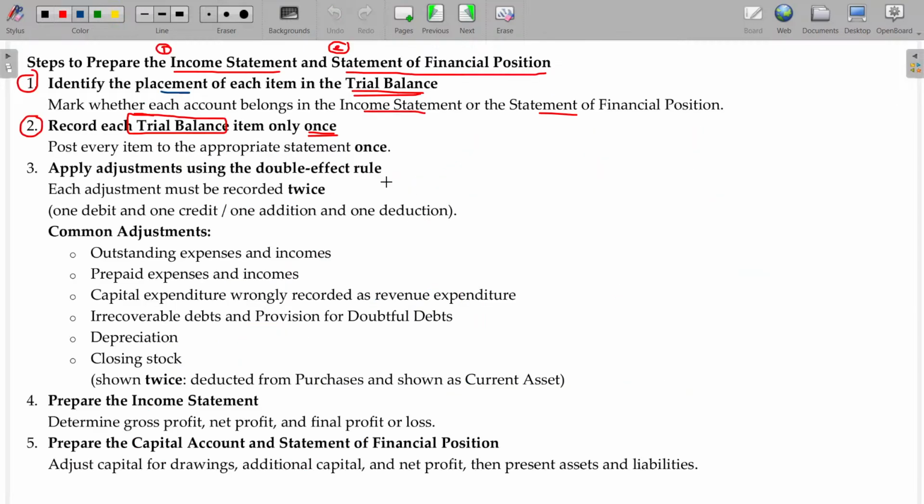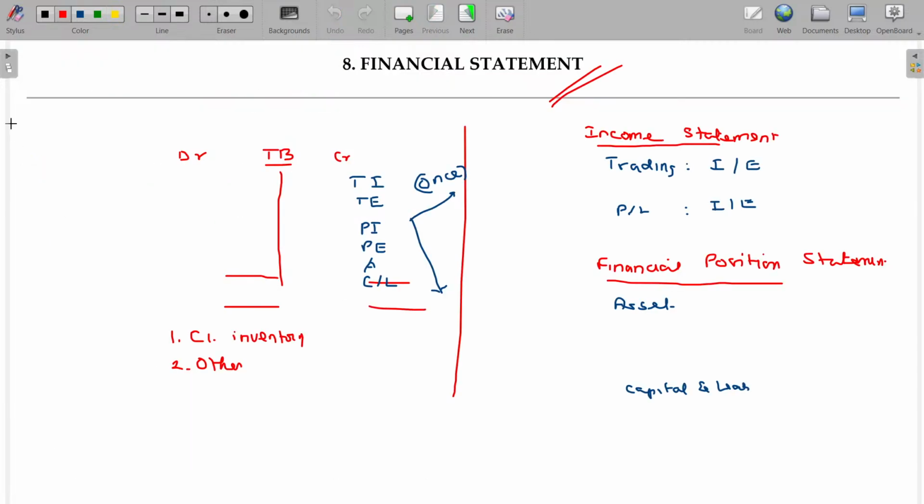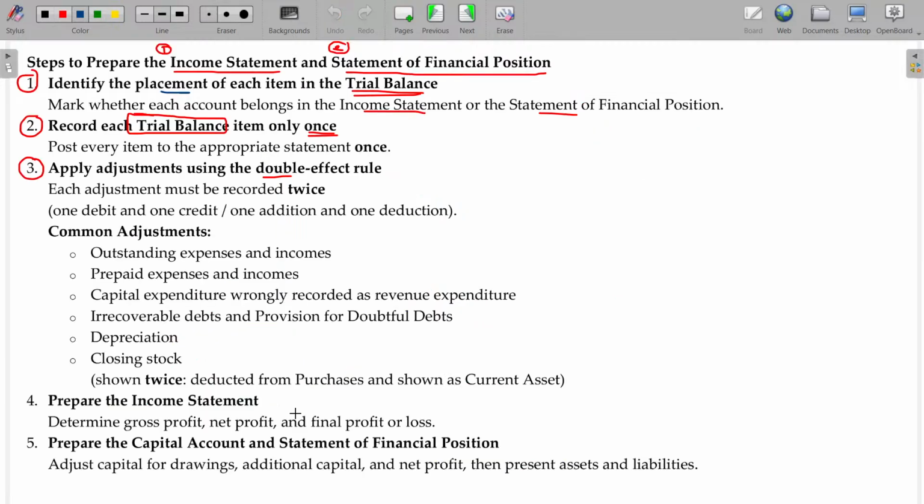In case of adjustments, you have to apply the double effect rule before you transfer to the income statement. Write twice. That's the logic. So you can cross verify whether you have done this properly, and then there will not be any error at all.